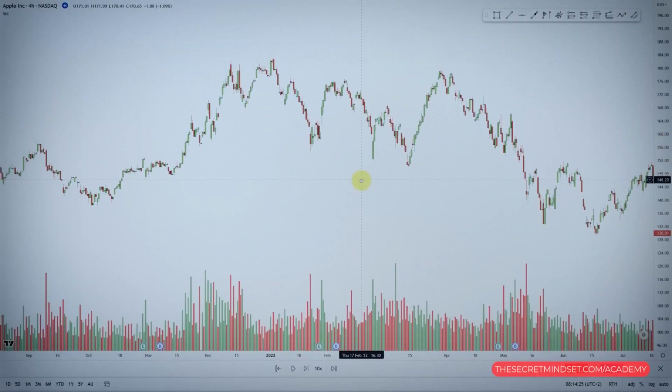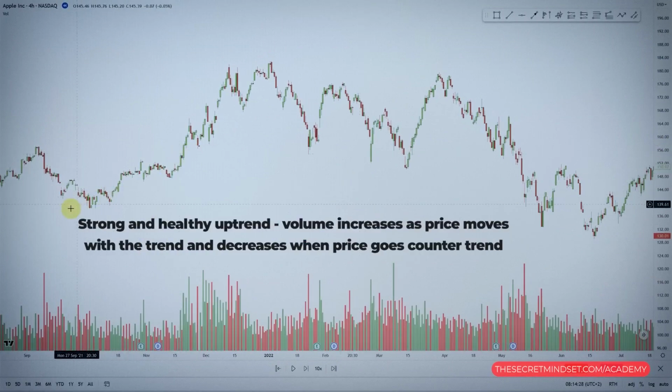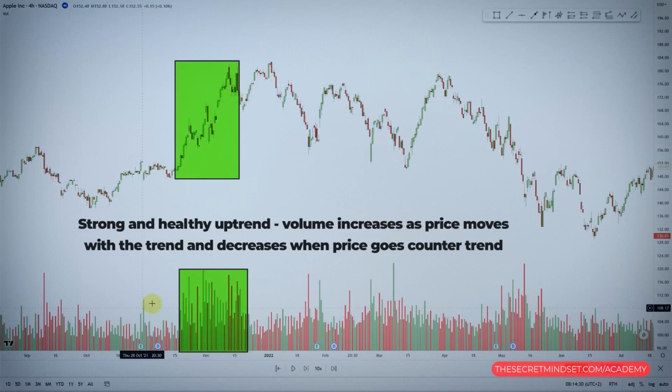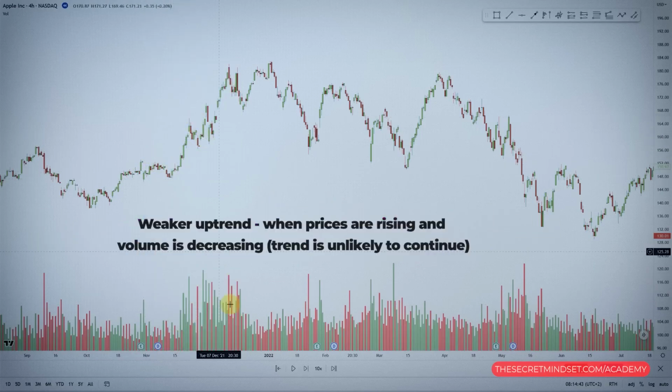Volume can help you determine the health of a trend. An uptrend is strong and healthy if volume increases as price moves with the trend, and decreases when price goes counter-trend during correction periods, also known as pullbacks. When prices are rising and volume is decreasing, it tells you that the trend is unlikely to continue. Price may still attempt to rise at a slower pace, but once sellers take control, which is usually signified by an increase in volume, prices will fall.